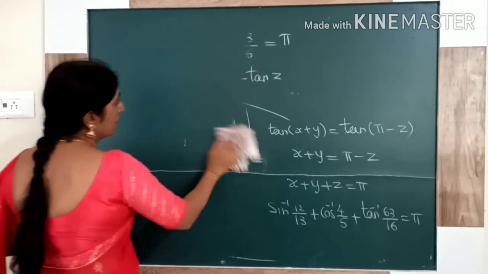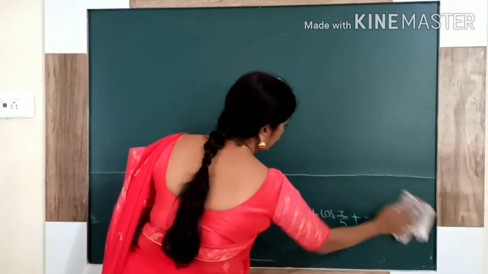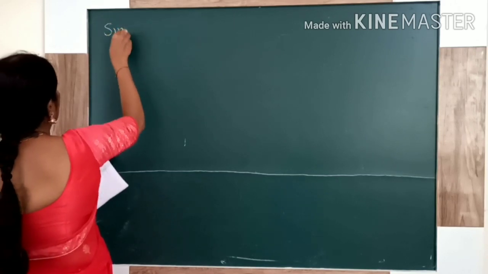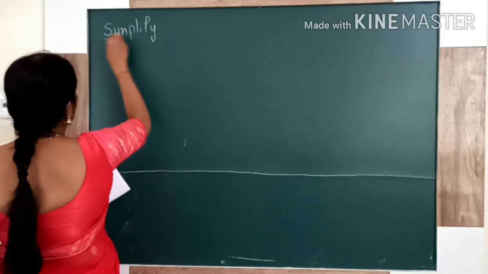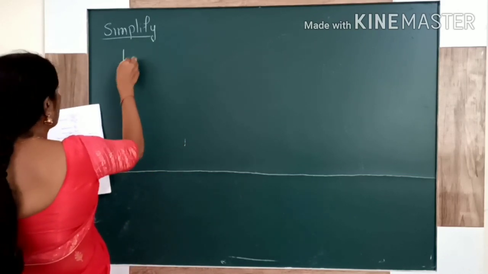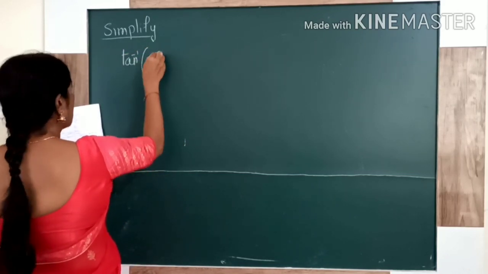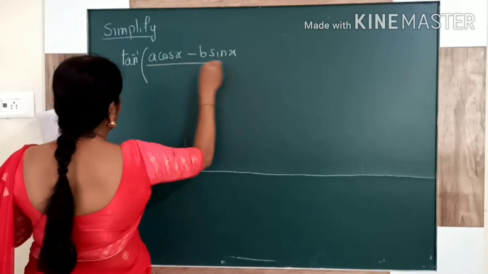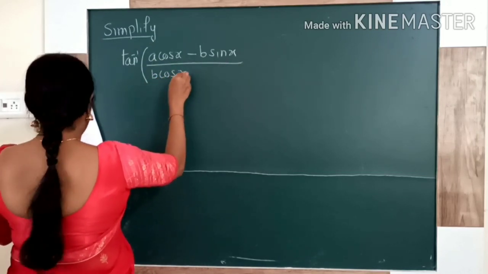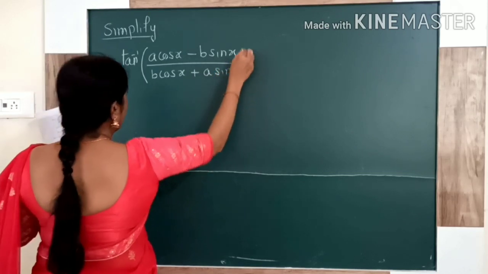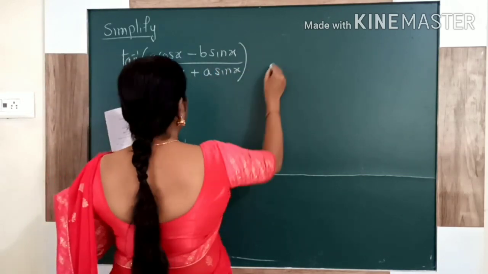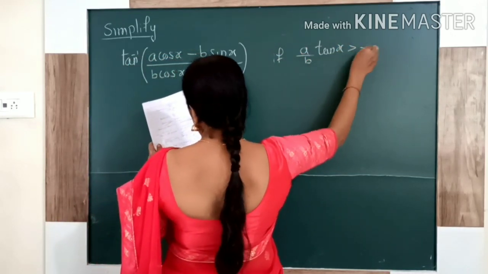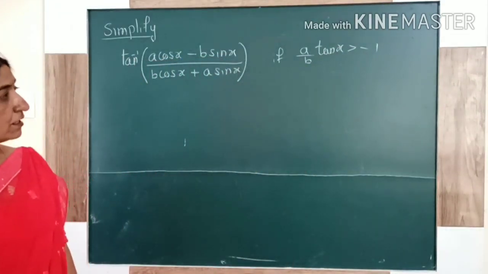The next question is an important question. Simplify tan inverse of a cos x minus b sin x upon b cos x plus a sin x in the simplest form, if a upon b tan x is greater than minus 1. We have to convert this in the simplest form.